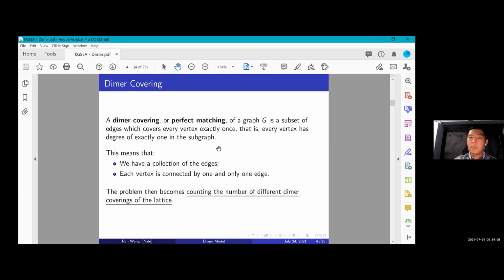What does it mean? It means that we want a collection of the edges in a graph, or the bonds which connect the 2 atoms. Each vertex or atom is connected by 1 and only 1 edge. So the problem becomes counting the number of different dimer coverings of a lattice. In this way we can count how many ways we can put the so-called O2 molecules in the space.